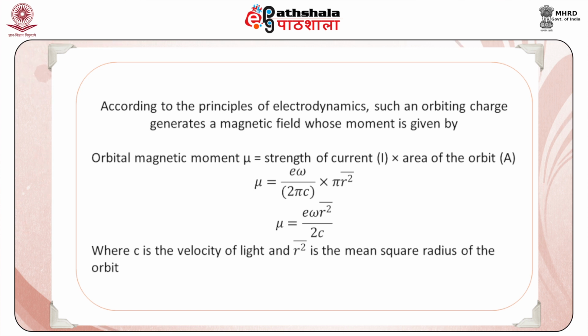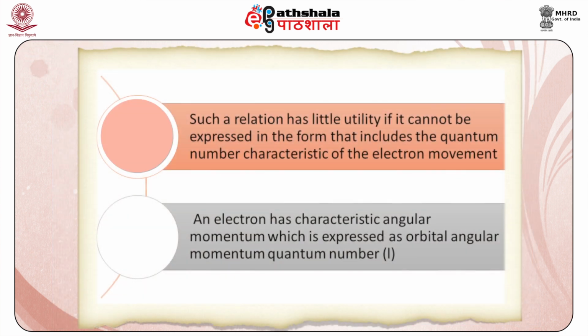According to the principles of electrodynamics, such an orbiting charge generates a magnetic field whose moment is given by the orbital magnetic moment mu equals the strength of current I into the area of the orbit A. Then mu becomes e omega upon 2 pi c into pi r squared, which becomes e omega r squared upon 2c, where c is the velocity of light and r squared is the mean square radius of the orbit. Such a relation has little utility if it cannot be expressed in a form that includes the quantum number characteristic of the electron moment.